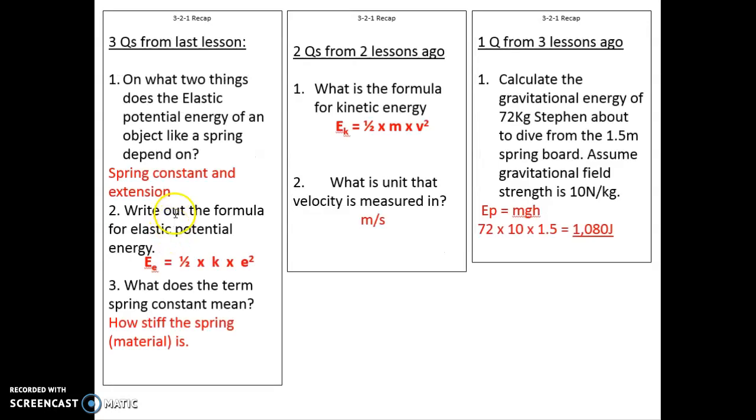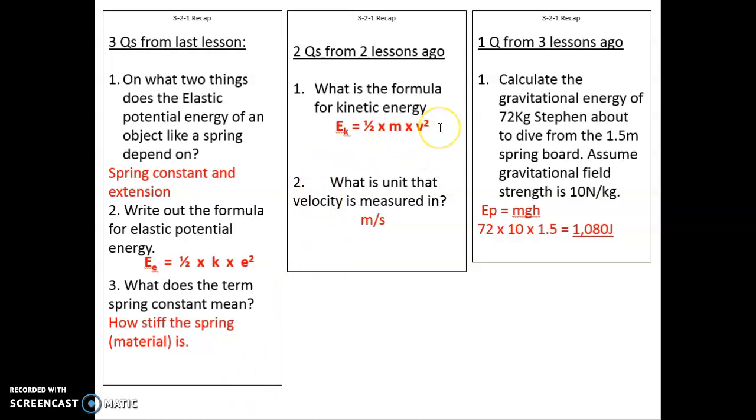Okay, so on what two things does the elastic potential energy of an object like a spring depend on? So from the lesson, last lesson, spring constant and extension. Okay, because there's the formula. Now, you don't need to remember that one. You do need to use it, but it doesn't hurt to have a go. And what does the term spring constant mean? It means how stiff the spring or material that you're talking about it is.